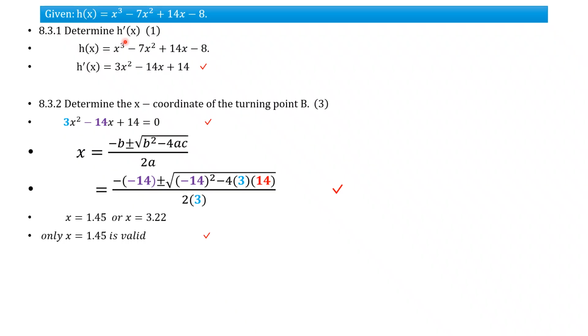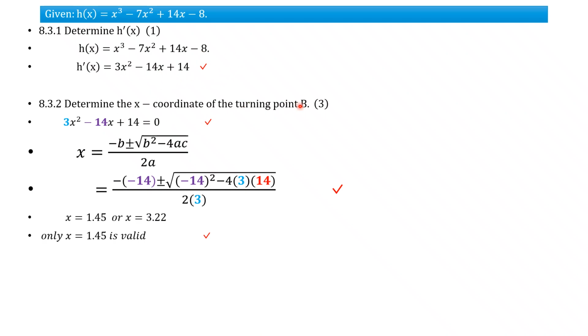So let's look at the first question. Given h of x equals x cubed minus 7x squared plus 14x minus 8, determine h prime x. So 3 times 1 gives me 3x squared. 2 times negative 7 gives me negative 14x. 1 times 14 gives me 14. The constant falls away, so 1 mark for the first derivative.